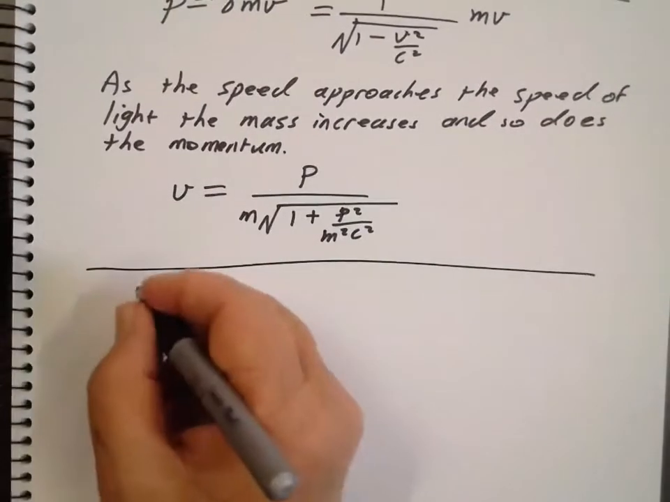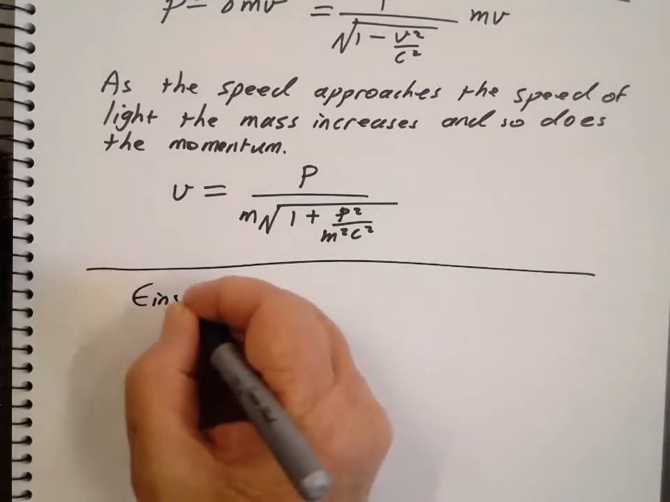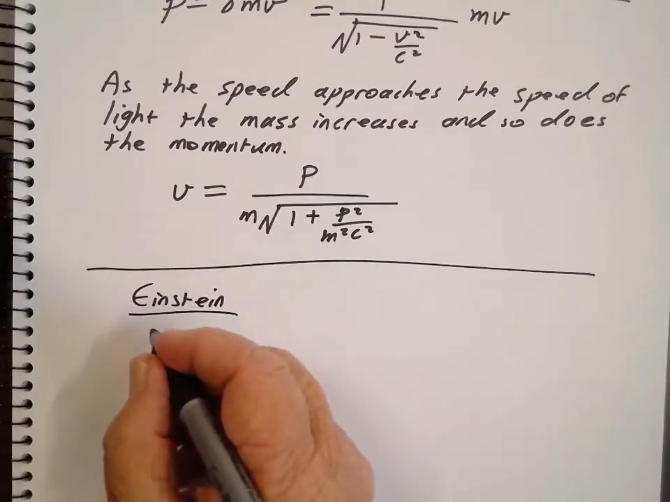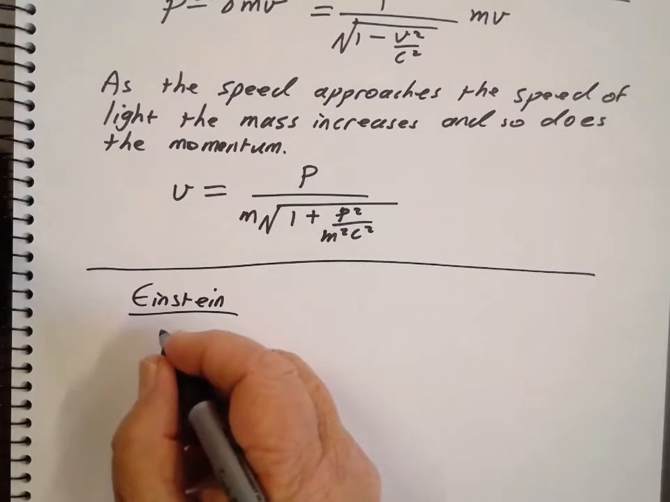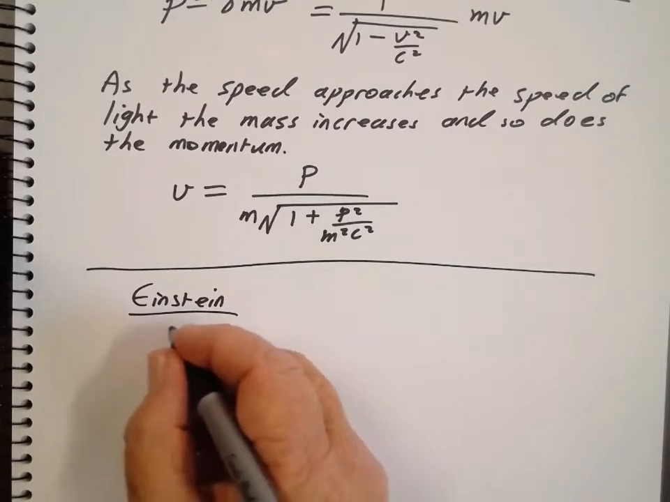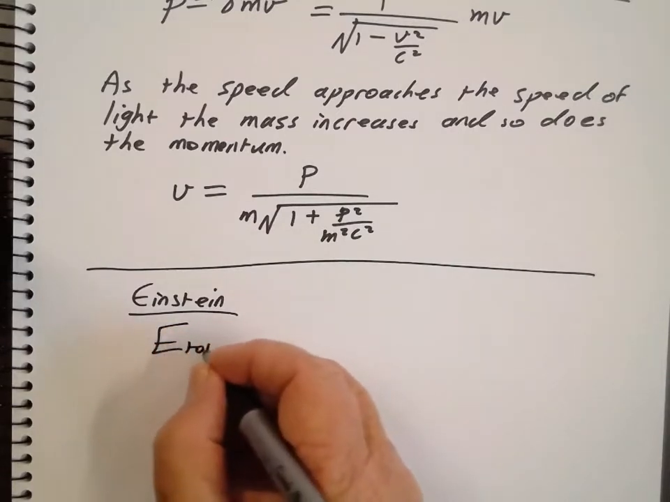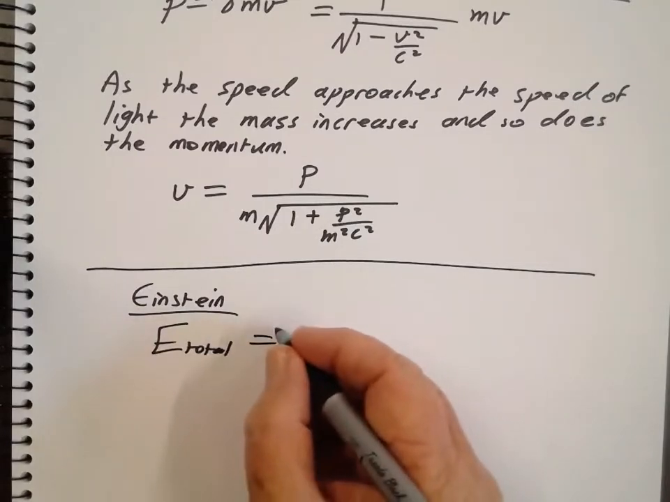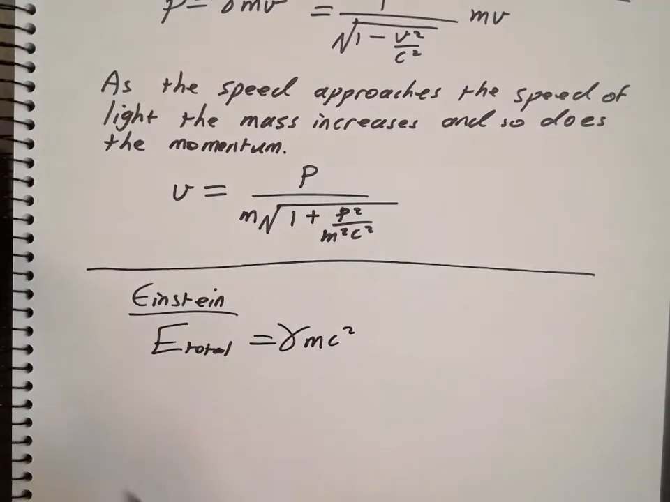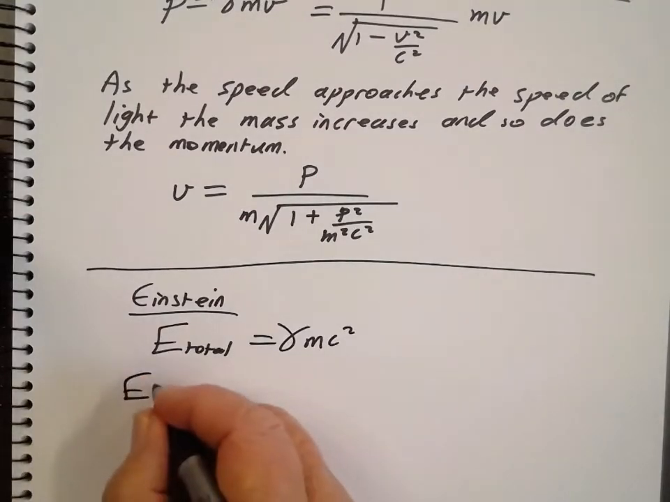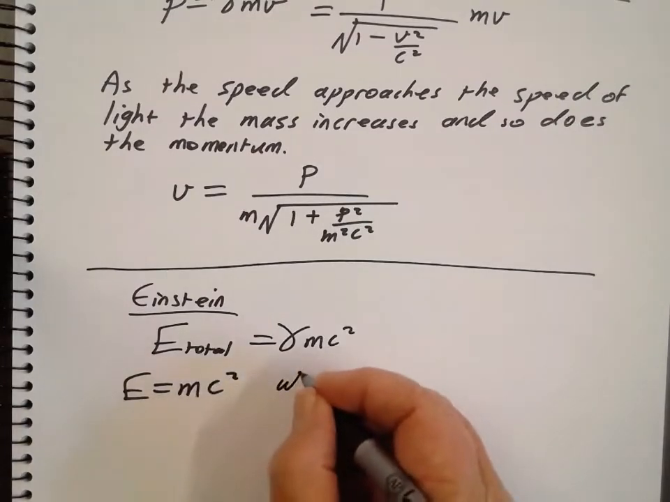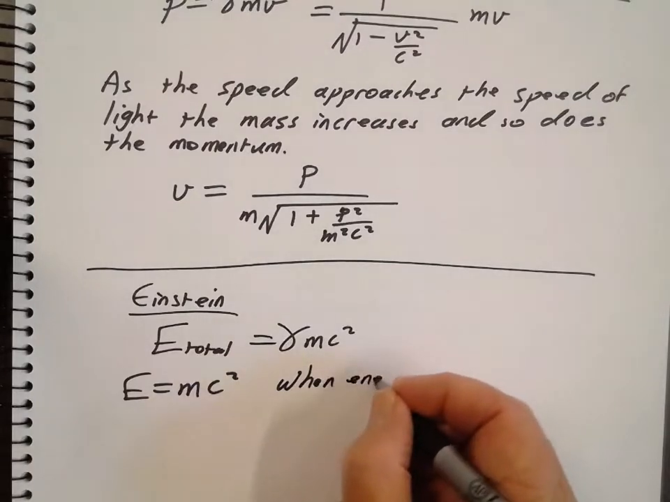Okay, Einstein's famous equation. Einstein, I think, is most well known for his energy. Now, I think you're going to come across E total equals gamma mc squared at some stage, but that really isn't the one that's being used in exams. All we're using in exams that I've seen so far is just the famous E equals mc squared, and this is when energy is created from mass.